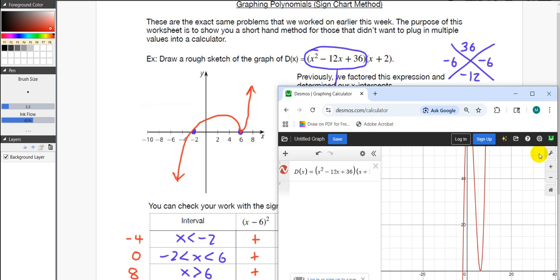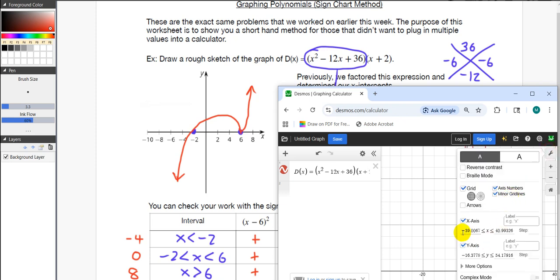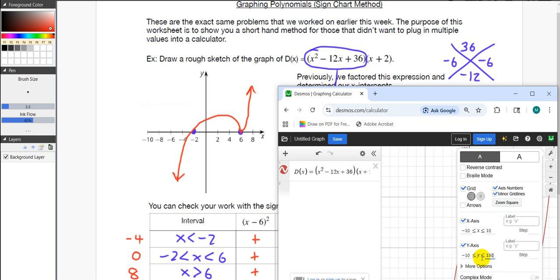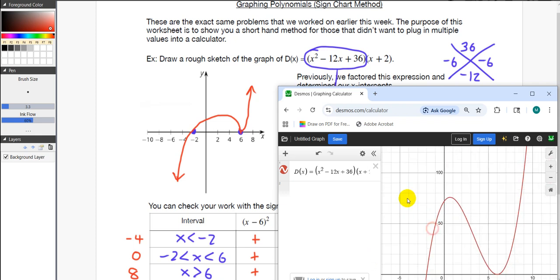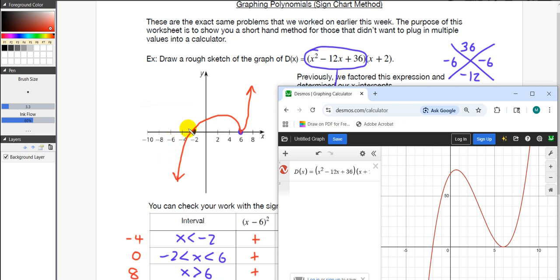If you wanted to, you can adjust the window. Let me just do that really fast, I guess. And this might be like negative 10 to maybe 150 or something. Yeah, there we go. So you can see, this has the same shape as this. Okay, so onward to the next example.